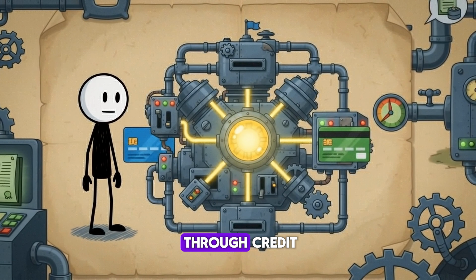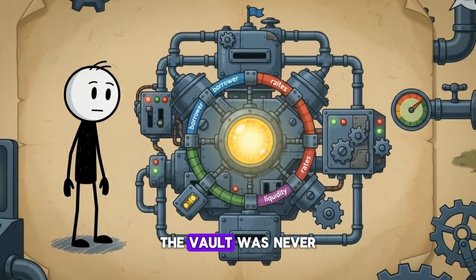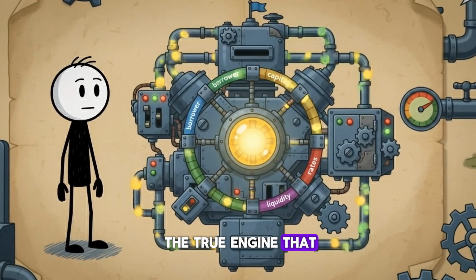Modern money is created through credit, constrained by risk, and sustained by trust. The vault was never the true engine. That resolves everything.